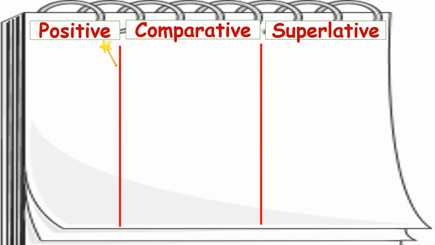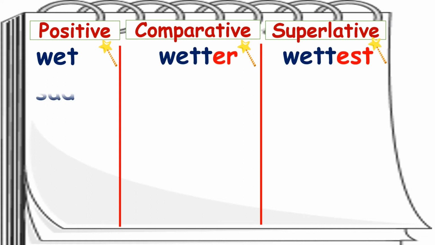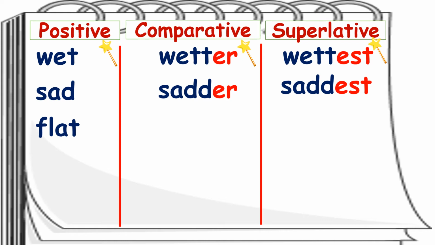As we continue with our examples, we have our 3 degrees. Wet, the E says eh. It is the short E. Wet, wetter, wettest. Sad, the A says ah. Flat, the A says ah.